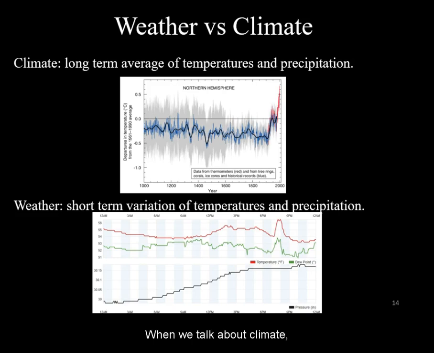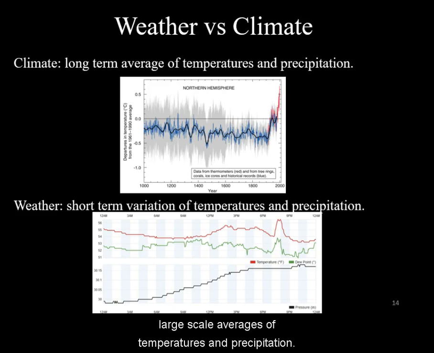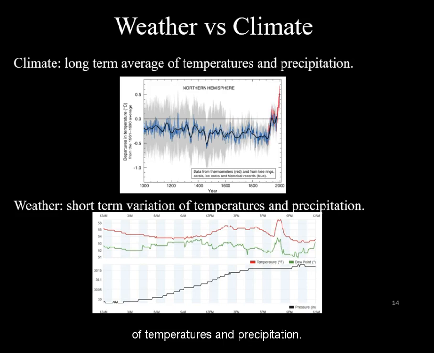When we talk about climate, we are referring to long-term, large-scale averages of temperatures and precipitation. Weather, on the other hand, is short-term, more localized variation of temperatures and precipitation.